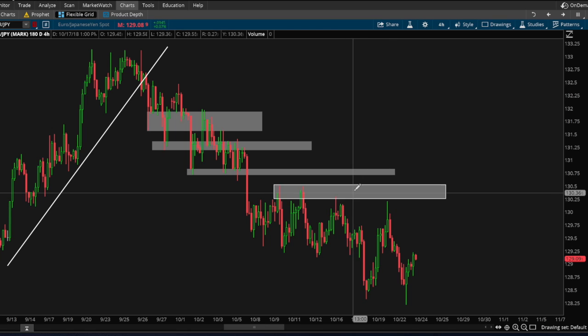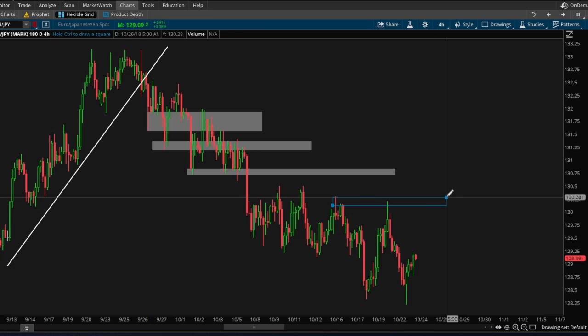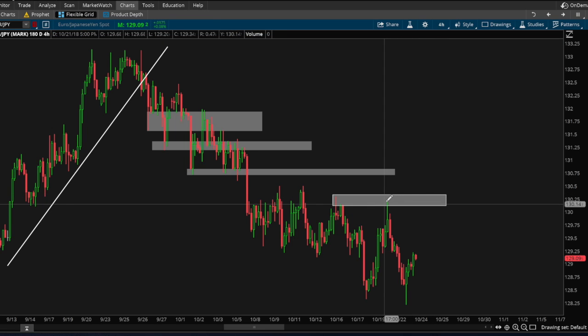And with this one, let me go ahead and delete this one. Make a demand zone there. We can see it gets respected there, and we take it down. That's basically it when it comes to demand zones.